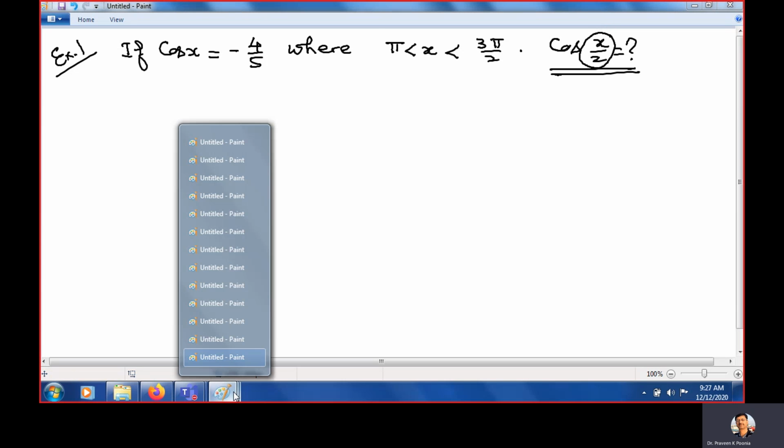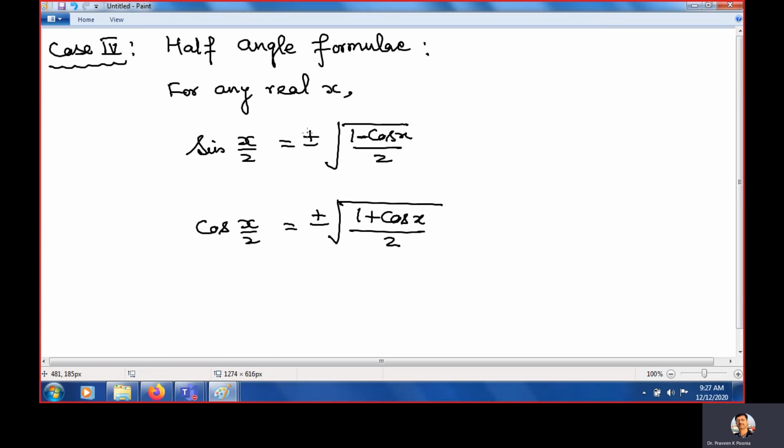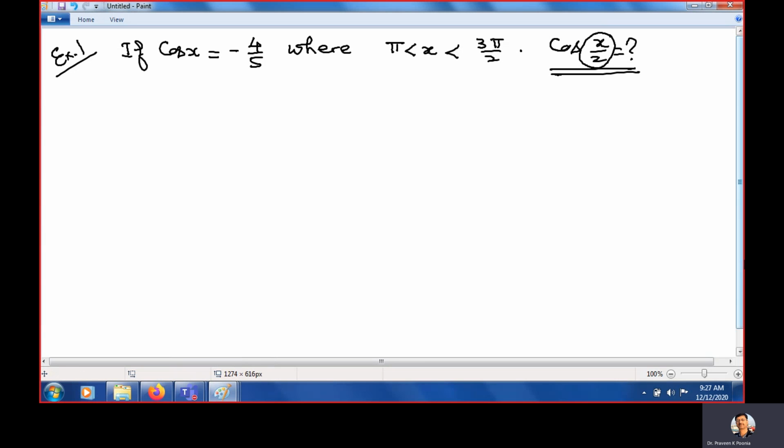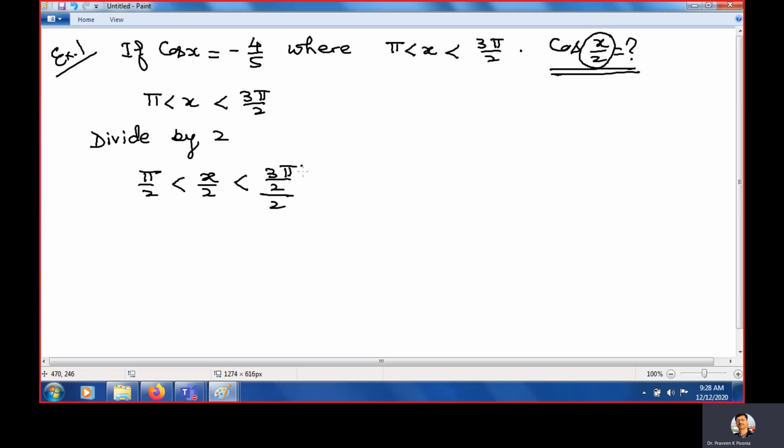Clear? If you see the formula, here is plus and minus. Clear? So plus and minus means what? You need to focus on the angle also. So for x upon 2, what is given here? It is given pi is less than x is less than 3 pi upon 2. So divide by 2, because we need to find x by 2. Pi divided by 2 is pi upon 2, x divided by 2 is x upon 2, and 3 pi upon 2 divided by 2 equals 3 pi upon 4.